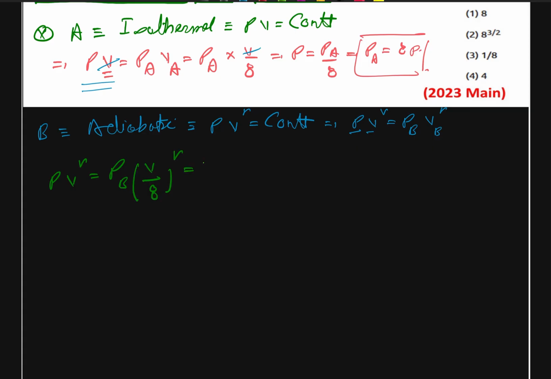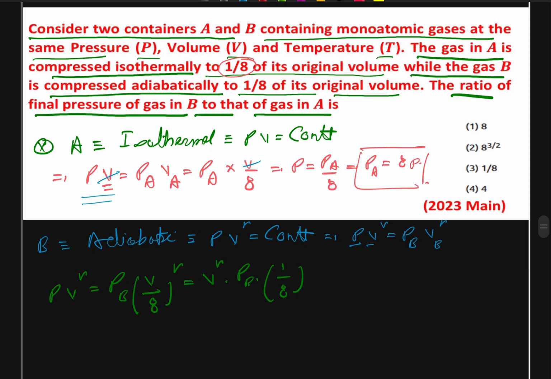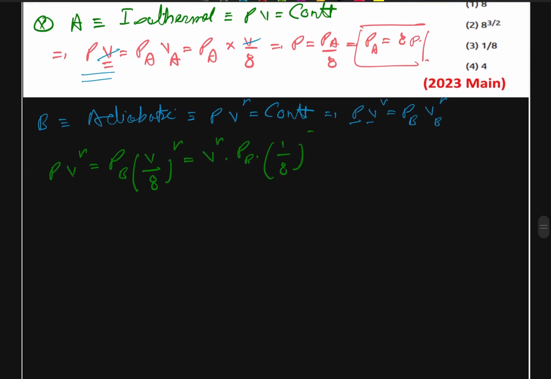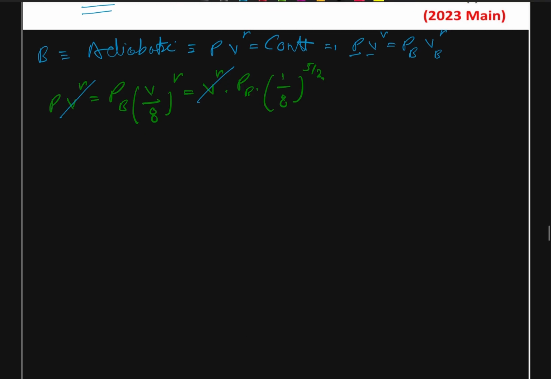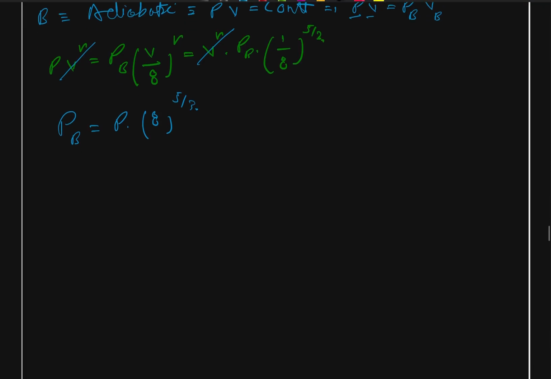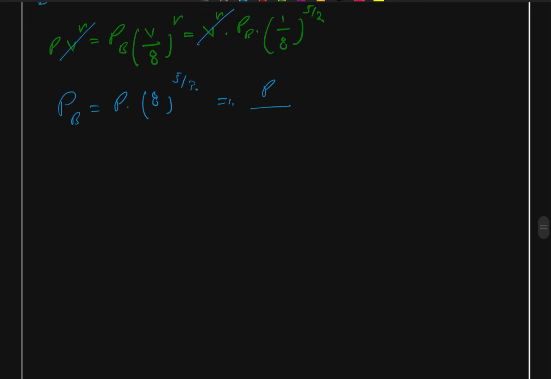This comes as V raised to power gamma, PB, and it can be written as 1/8 raised to power gamma, and this gas is given to us as monatomic, therefore the value of gamma is 5/3. Here the volume term cancels out, therefore we can write that the final pressure PB will be equal to initial pressure times 8 whole raised to power 5/3, and we have to find out the ratio. So we have to find out PB to PA.